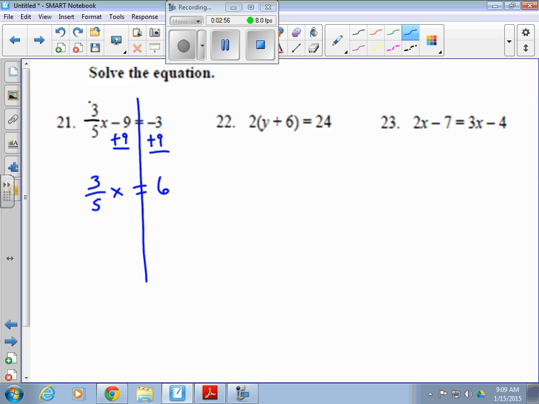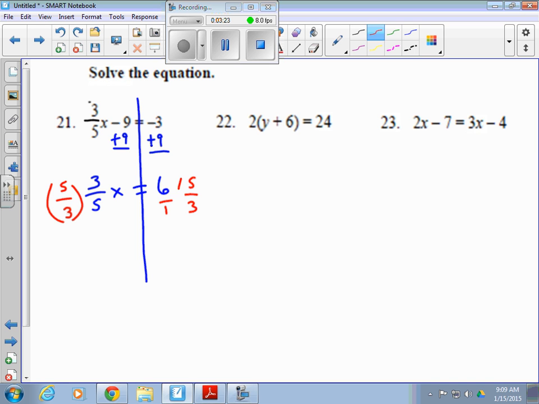So you undo 3/5 times something by dividing. You undo multiplication by dividing. Remember, dividing by a fraction is the same thing as multiplying by its reciprocal. So we would have to multiply by the reciprocal anyways. So instead of writing out divide by 3/5 and then changing it to multiply by the reciprocal, you can do it from the beginning. You multiply by 5/3 on the left, you do likewise on the right.